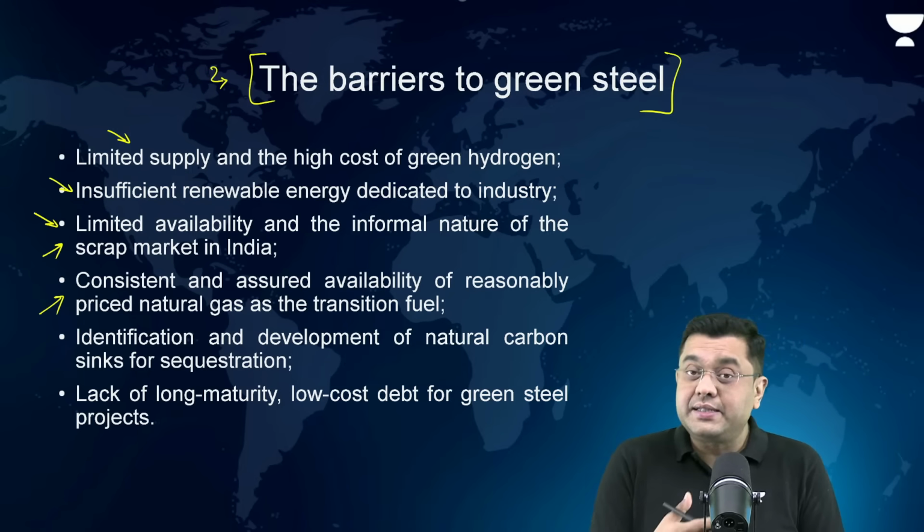Okay. Then identification and development of natural carbon sinks for sequestration. That is also something we need to identify. Only then will we be able to achieve carbon neutrality at least. Then lack of long maturity, low cost debt for green steel projects. What does that mean? When you have to establish a new industrial setup for manufacturing of green steel, it is a very capital intensive business. It cannot be done with a small amount of fund. You need a large amount of fund. But that large amount of fund needs to be available at a cheaper interest, at a cheaper cost.